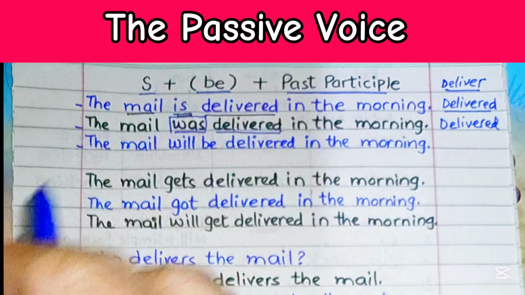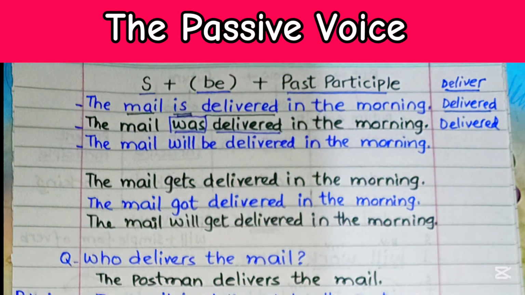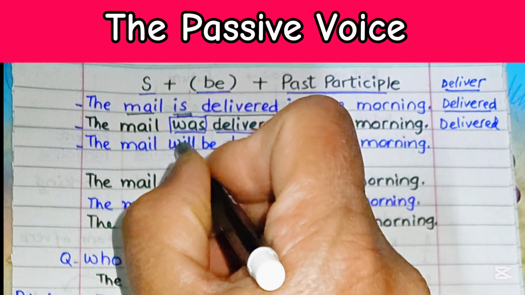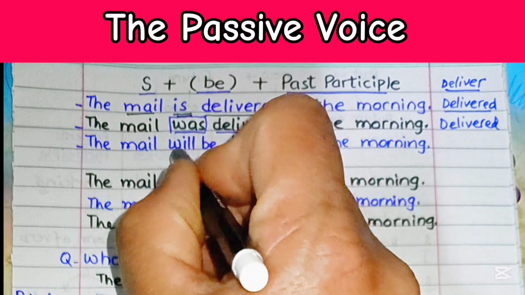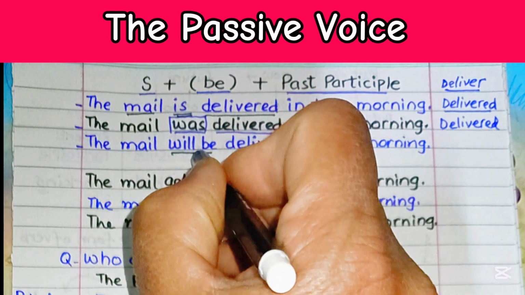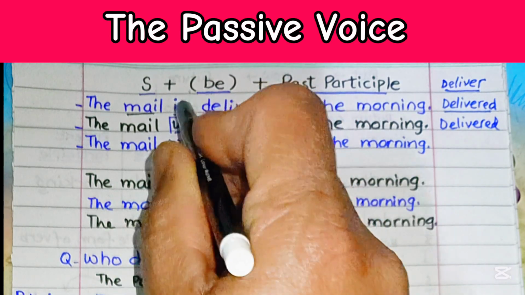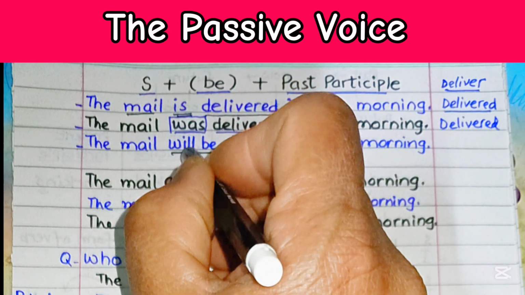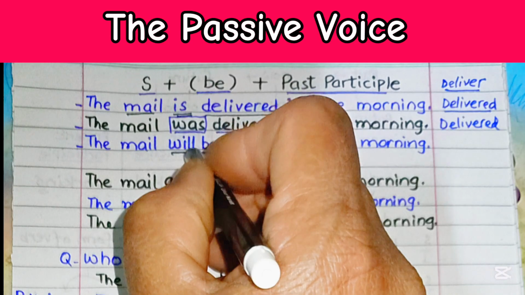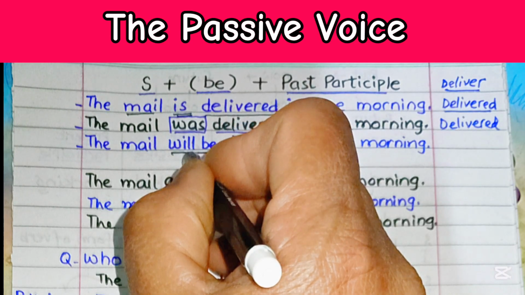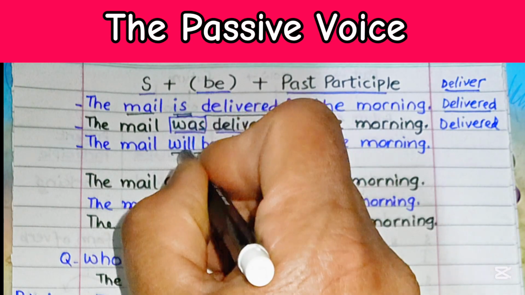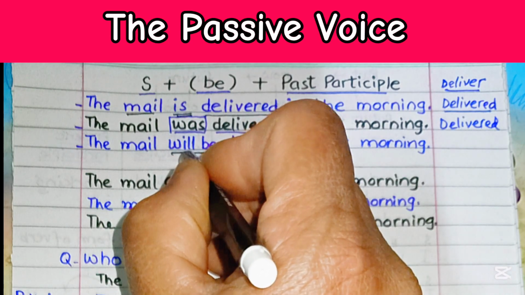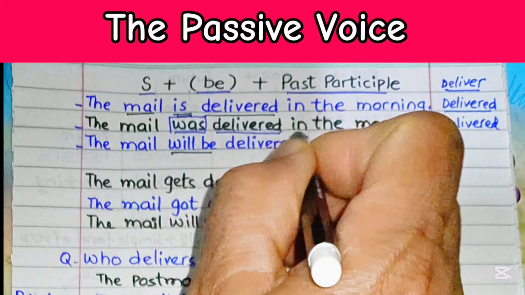To make the future tense, again you just change this verb be. From is to was is past, and then from was to will be, this is future. Change was to will be, this is the future tense. The mail will be delivered in the morning.